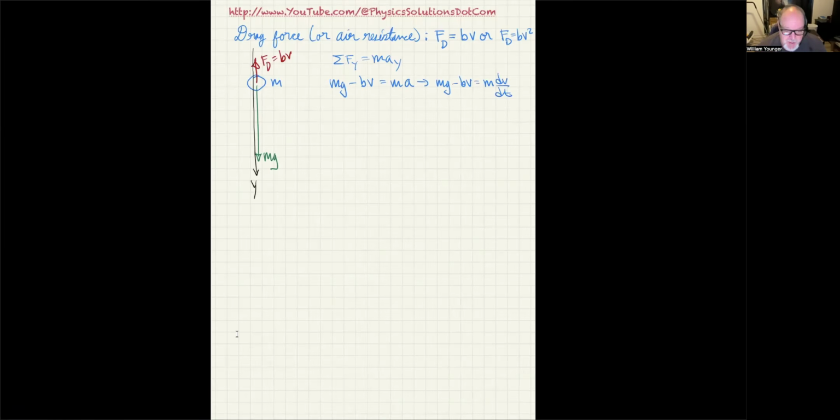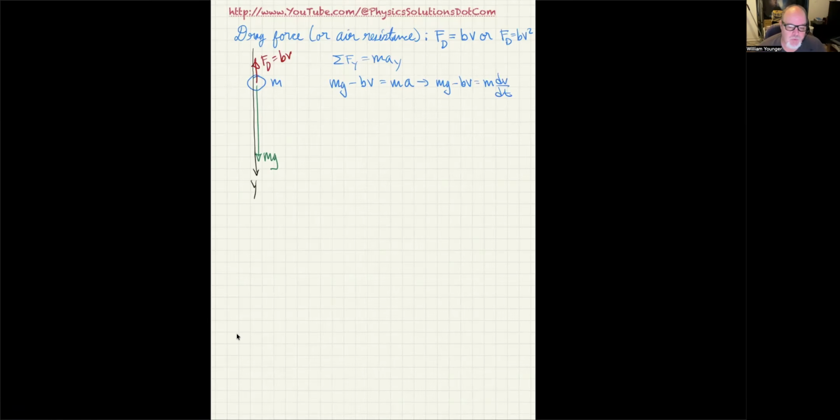Now, with that in mind, we can solve this differential equation. It's what we call a separable differential equation because we can get the parts that are dependent on v on the same side of the equation with the dv, and anything else we can put with the dt, and there's no t in it, so that's okay.